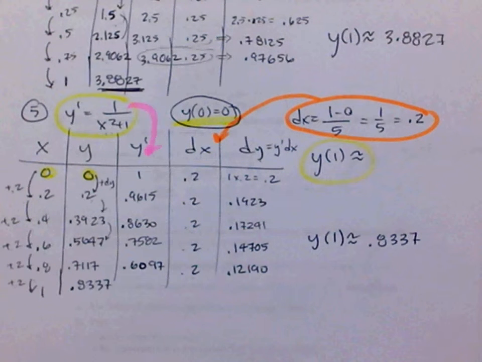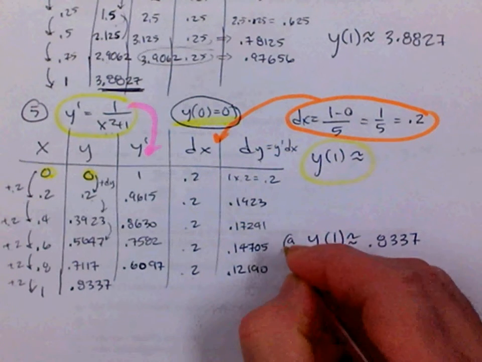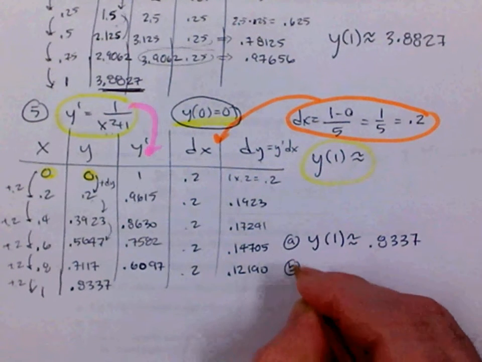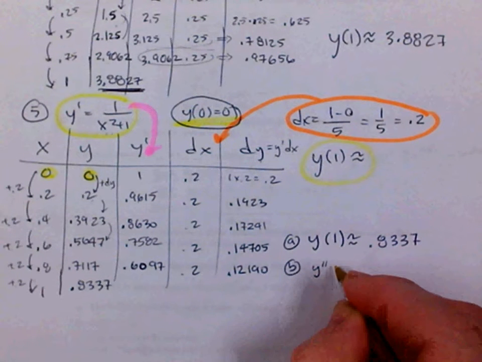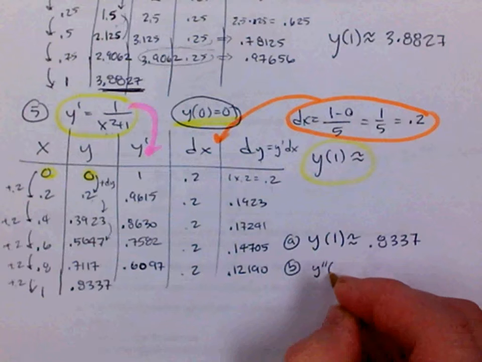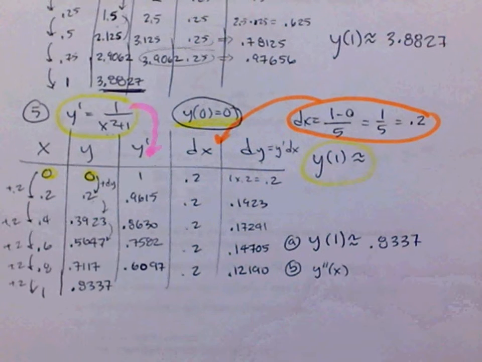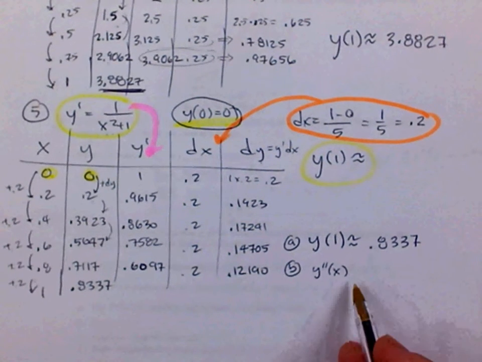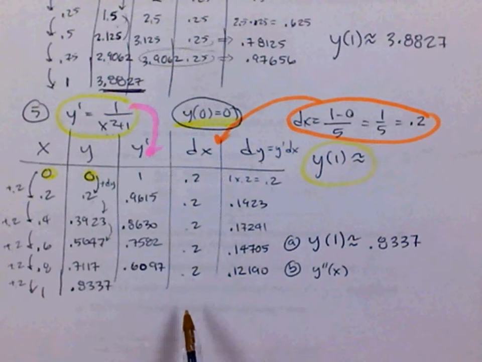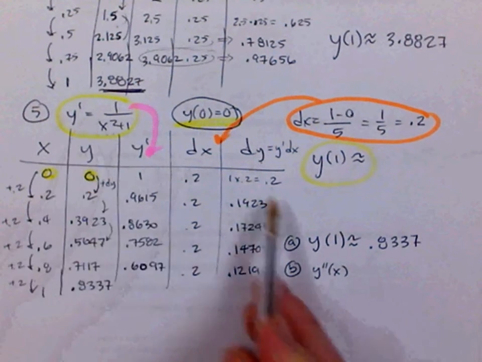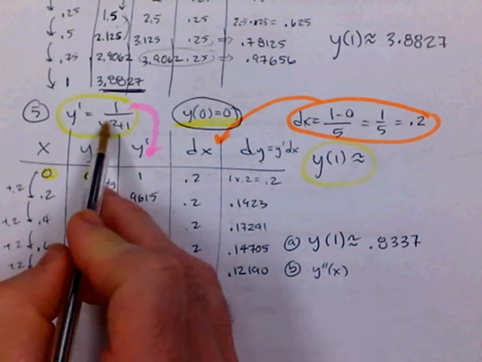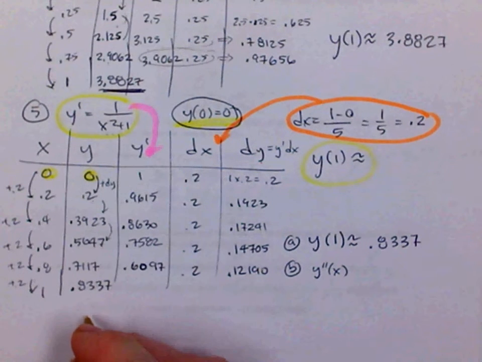In our notes, it asks us to do that in part A, and then in part B, it said let's find the value of y double prime of x. What will that be? Let's recall how we did a few of our derivatives. We know the first derivative. We want to find the second derivative. So we'll take the derivative of that.